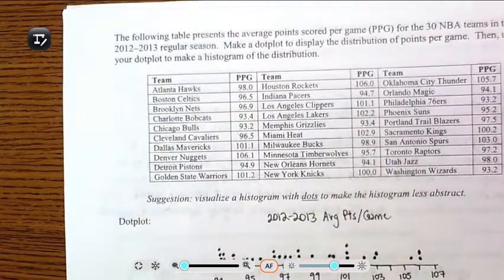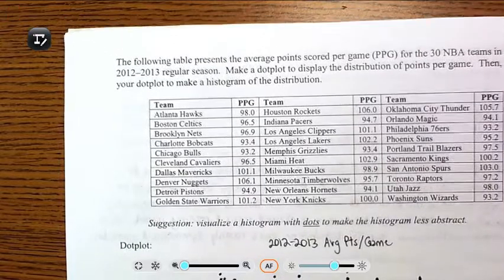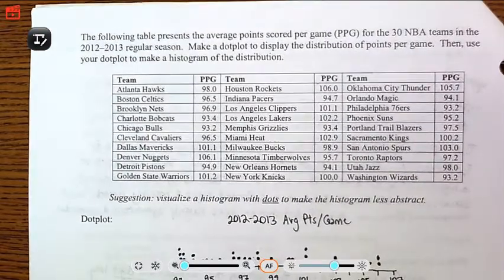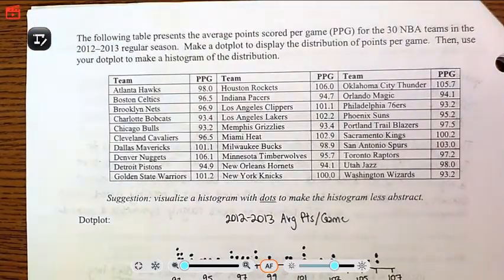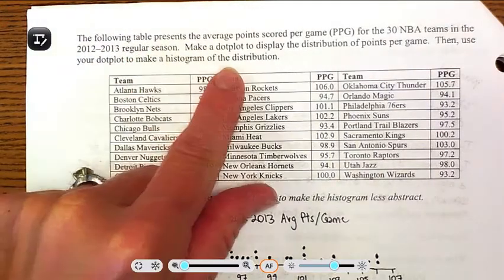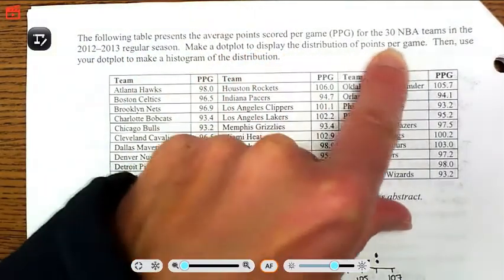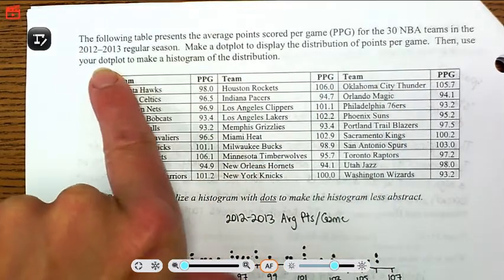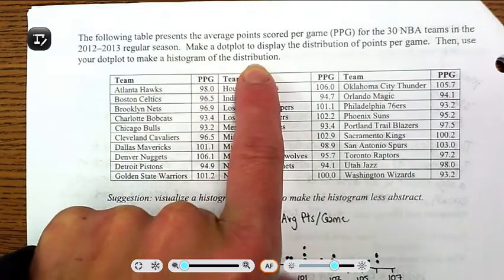The following table presents the average points scored per game for the 30 NBA teams in the 2012-2013 regular season. Make a dot plot to display the distribution of points per game. Then use your dot plot to make a histogram of the distribution.